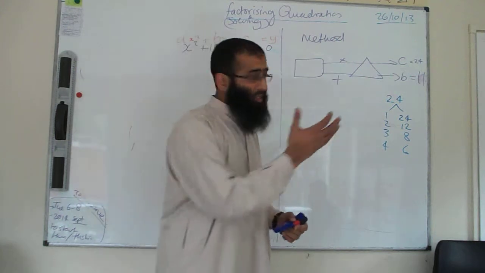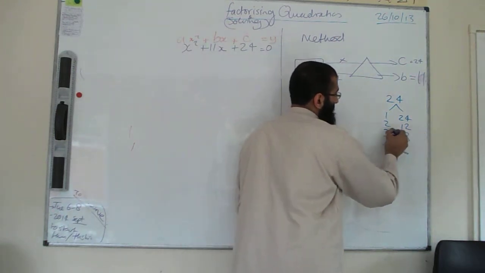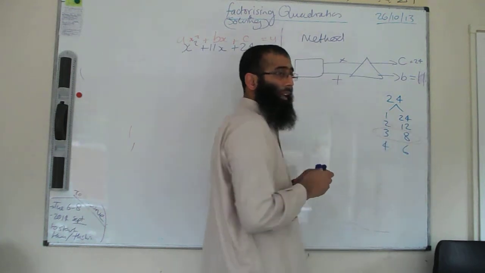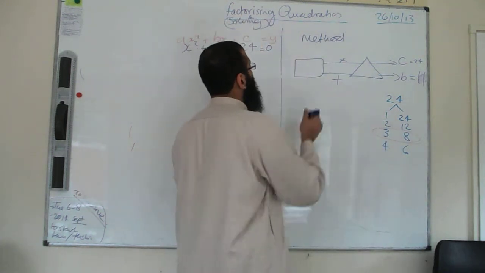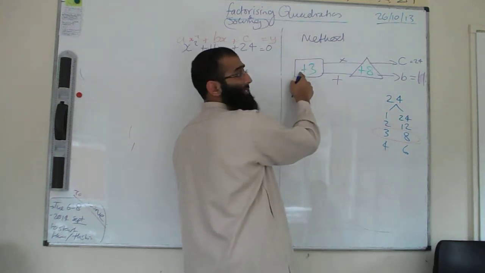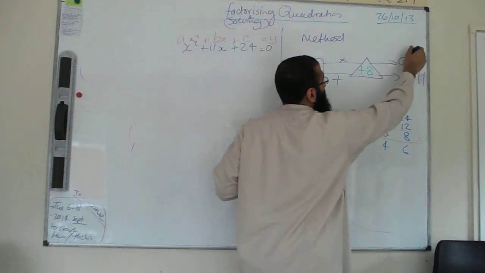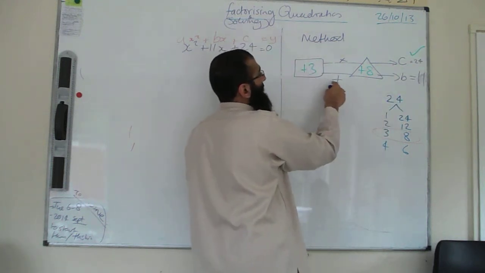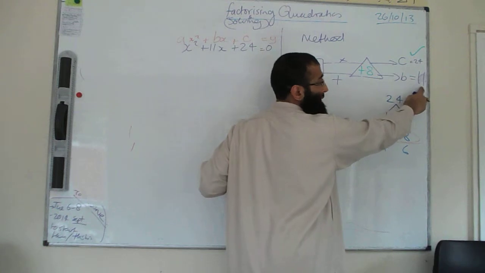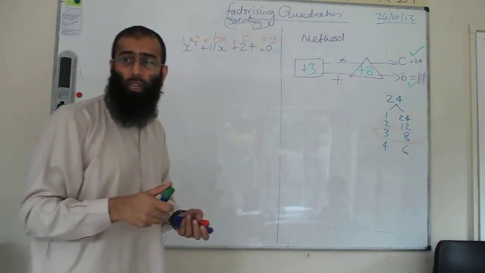Zishan, can you tell me which one of these gives us addition of 11? 3 and 8. Beautiful. Let's test it. We have plus 3 times plus 8, which gives us an answer of 24. Plus 3 add plus 8 gives us 11. Beautiful. Now we have satisfied both conditions.